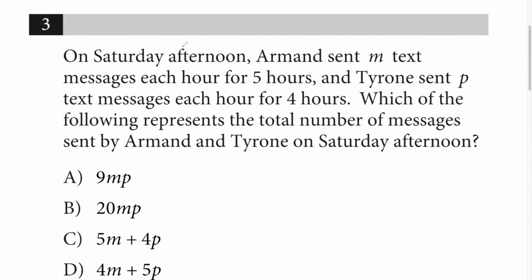So the third question says, on Saturday afternoon, Armand sent M text messages each hour for 5 hours, and Tyrone sent P text messages each hour for 4 hours. So Armand has 5M text messages total, and Tyrone 4P text messages. The question is, which of the following represents the total number of the messages? Total means sum of them, just add them up, 5M plus 4P, which is C.